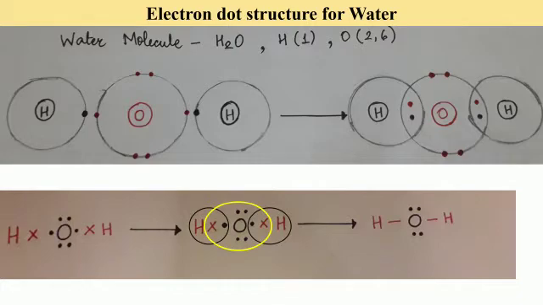The first example that we are studying is the electron dot structure for water. The formula for water is H2O. Electronic configuration of hydrogen is 1 and that of oxygen is 2, 6. So oxygen has 6 electrons in the valence shell. You know that when we are drawing the electron dot structure, we show only the electrons in the valence shell.